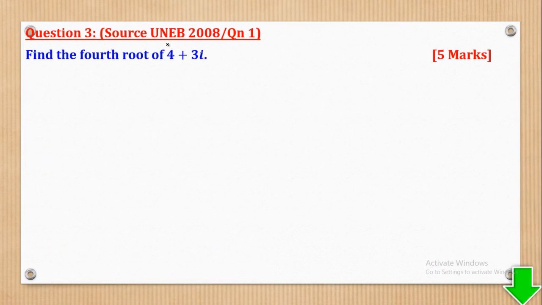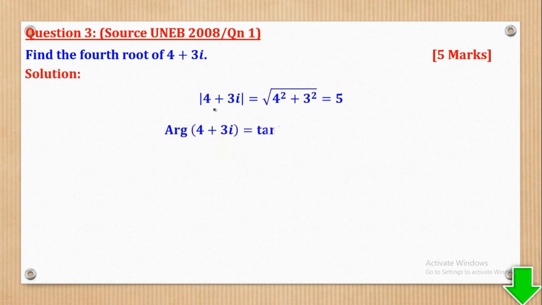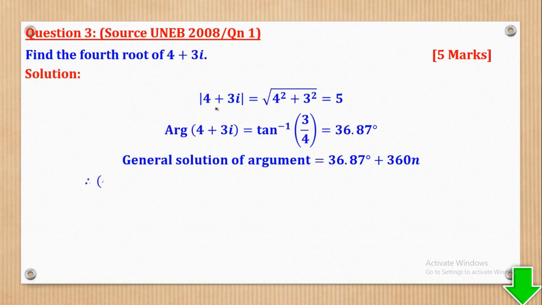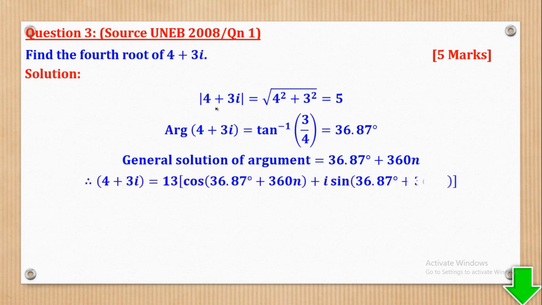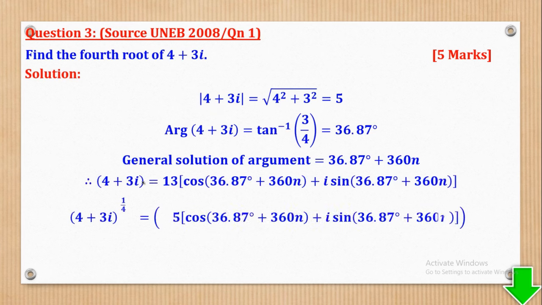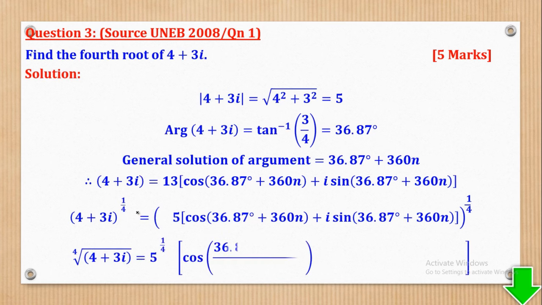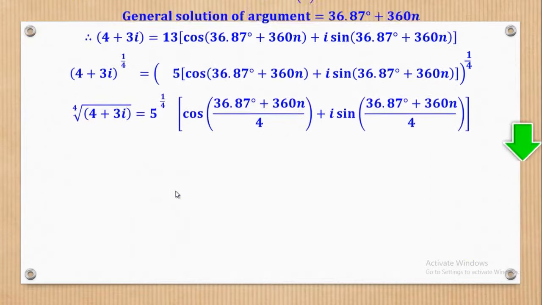Then question 3 came from UNEB 2008 paper 1 question 1 and says find the 4th root of 4 plus 3i. So get the modulus, get the argument, then get the general solution, then write the modulus argument form. Then raise both sides to power 1 over 4. Then use De Moivre's theorem to simplify. After that, you are going to substitute.